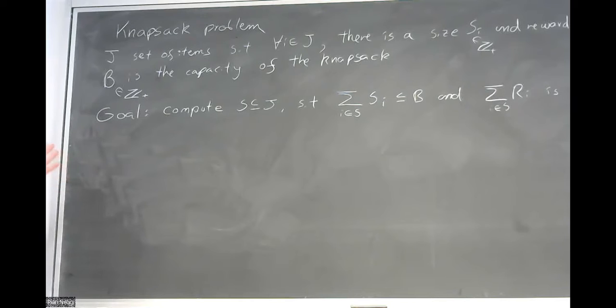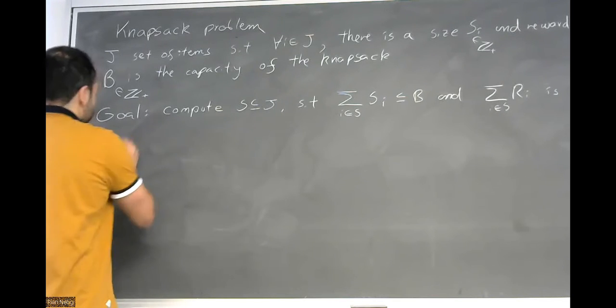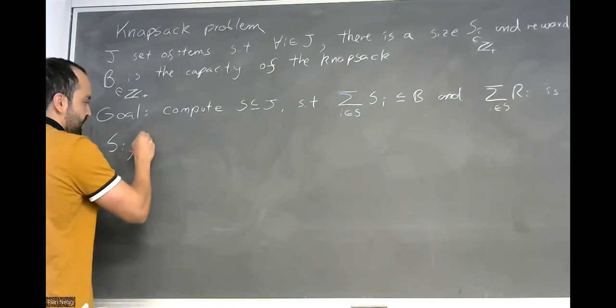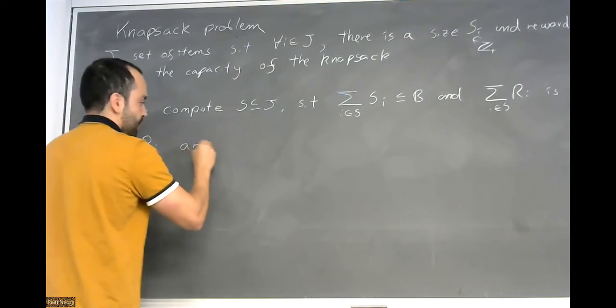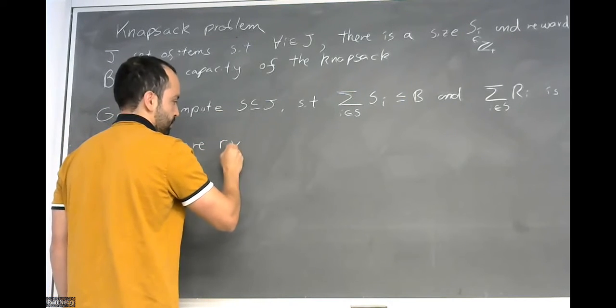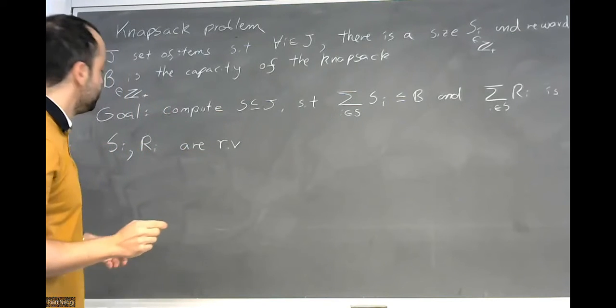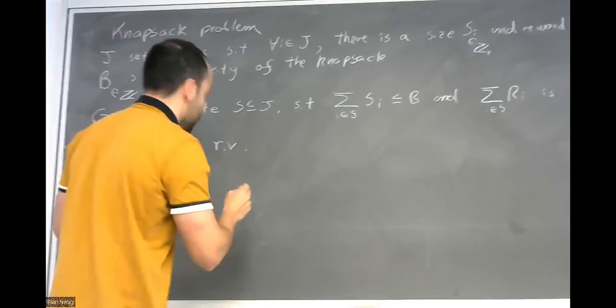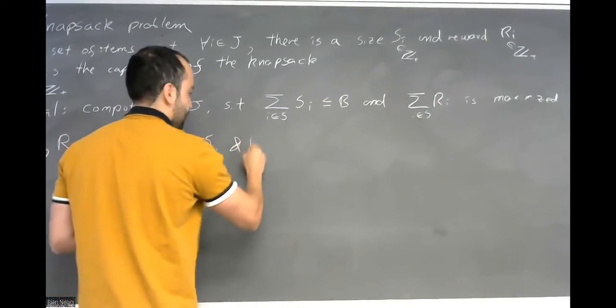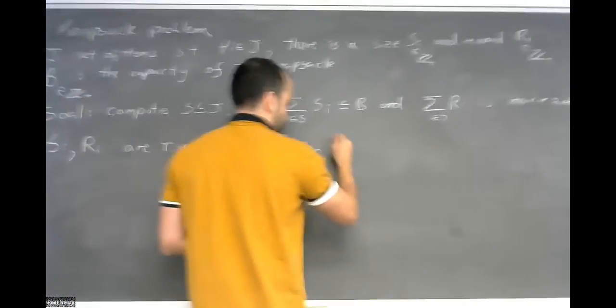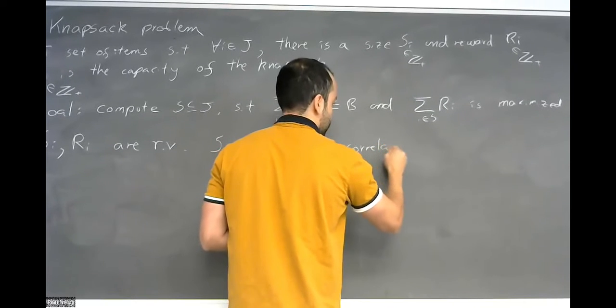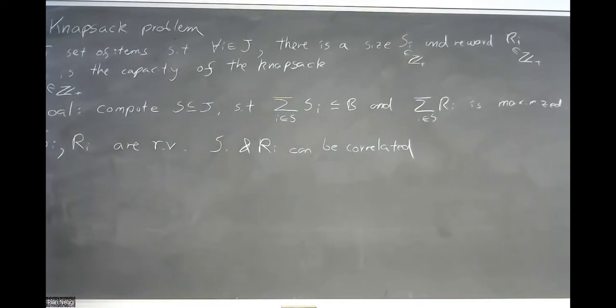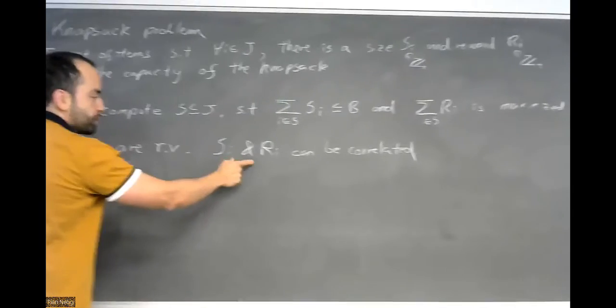But the problem we are considering today involves some randomness. So we are going to assume that both S_i and R_i are random variables for each i. S_i and R_i can be correlated. And we will assume throughout this talk that for every pair of distinct items, the corresponding values for each item are independent.